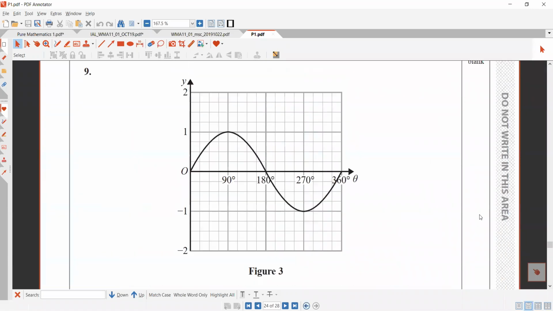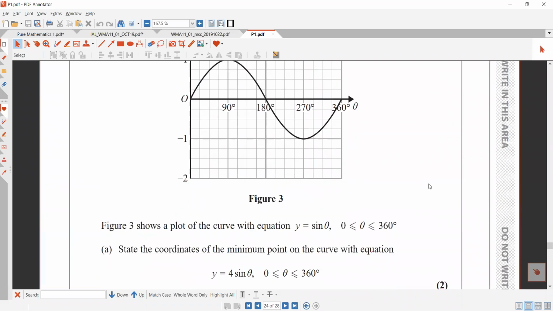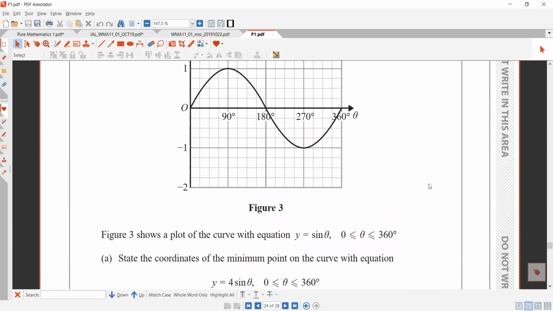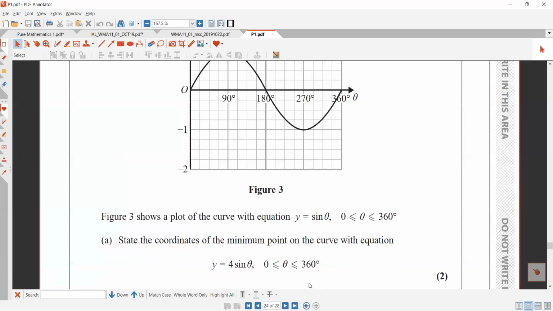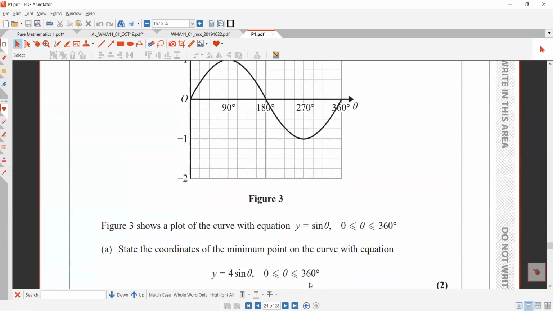Okay, these are the questions that have been given to us. This is a graph. I think the first few questions you can do on your own. They said y is equal to 4 sine theta. Figure 3 shows a plot of the sine graph. Correct? Okay. State the coordinates of the minimum point of the curve.